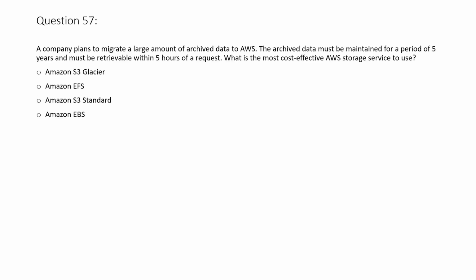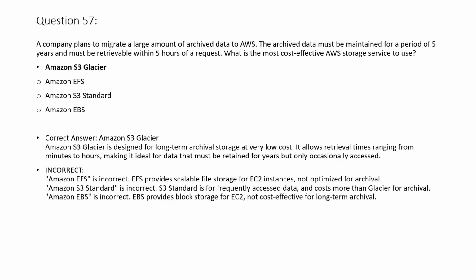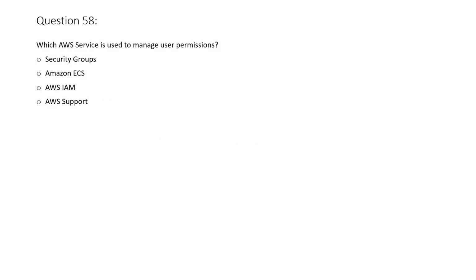Going into question number 57. A company plans to migrate a large amount of archived data to AWS. The archived data must be maintained for a period of 5 years and it must be retrieved within 5 hours of placing the request. What is the most cost-effective AWS storage service to use? The options are Amazon S3 Glacier, Amazon EFS, Amazon S3 Standard, and Amazon EBS. The correct answer is Amazon S3 Glacier. Here we can store a large amount of data and it can be retrieved within 5 hours of the request.